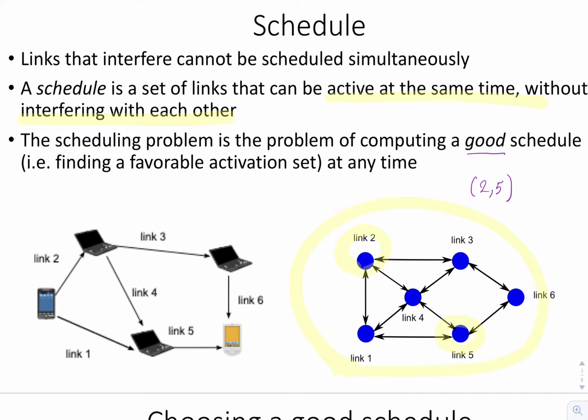What does a good schedule mean? A good schedule depends on the objective of the scheduling problem. If our objective is throughput, for example, a good schedule would be one that maximizes the throughput achieved over time. Now, finding a good schedule, in other words, finding a favorable activation set of links at any time, is the scheduling problem that we will address.